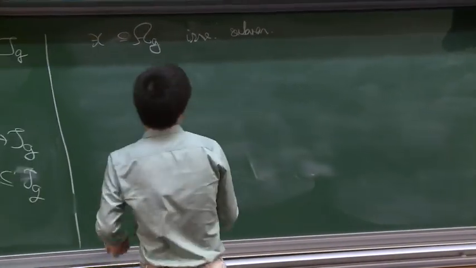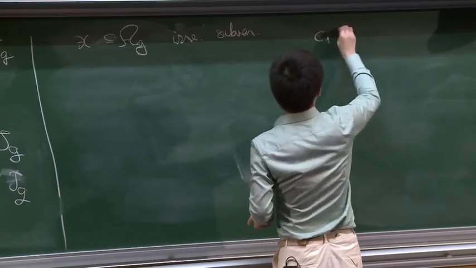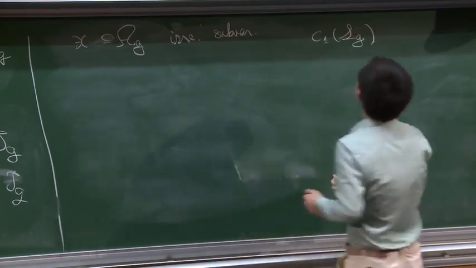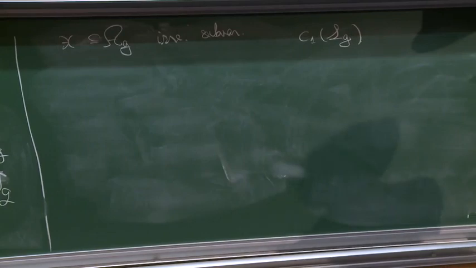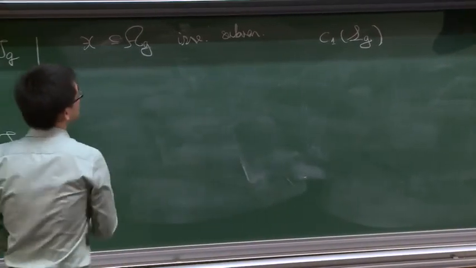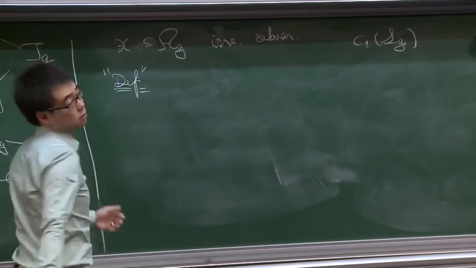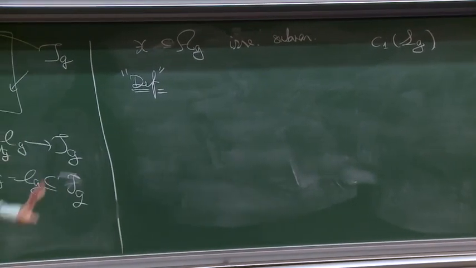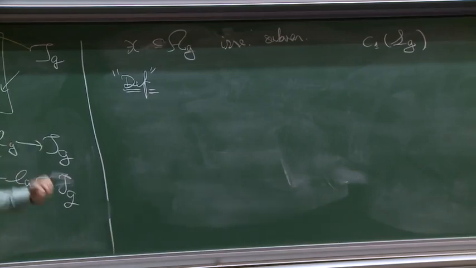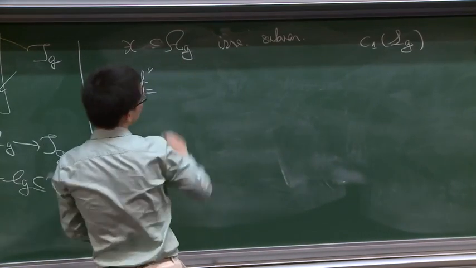And we can take the first Chern class of this line bundle. This non-degenerate condition, well, this is not the definition we take, but it's really the geometric meaning behind the definition we will take in a few minutes.